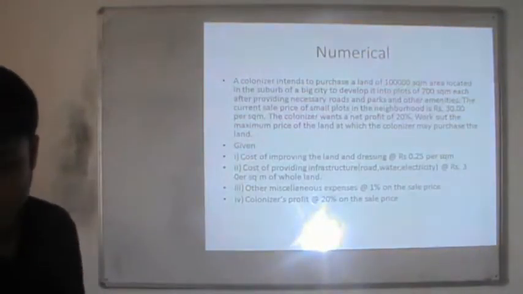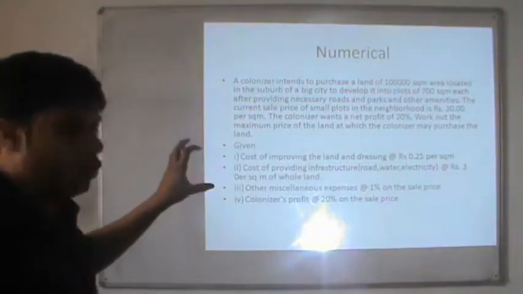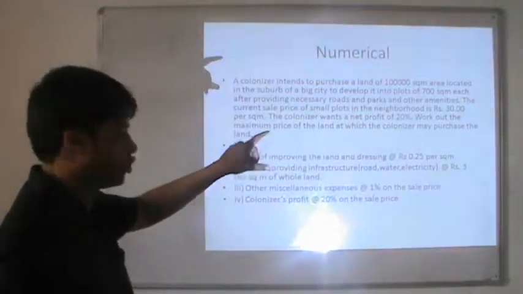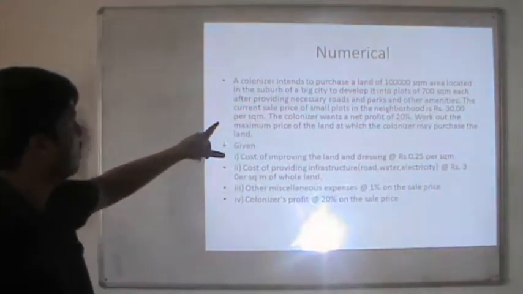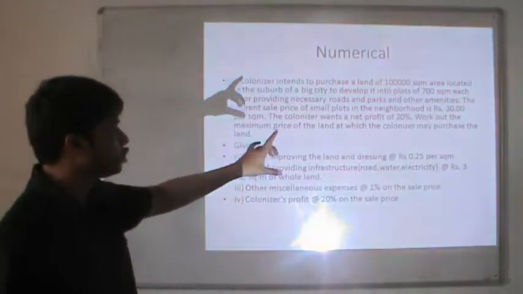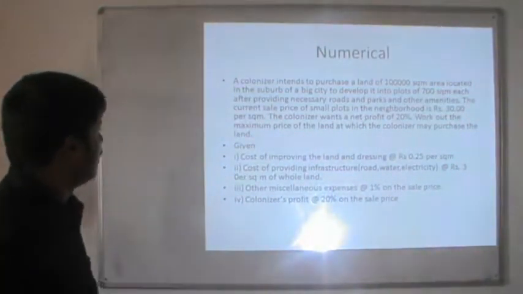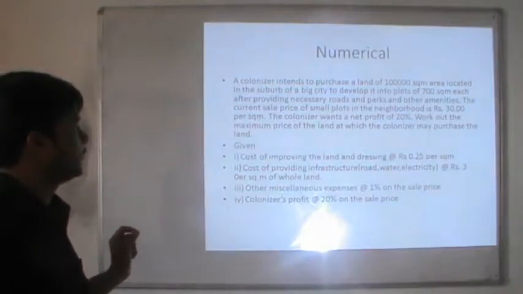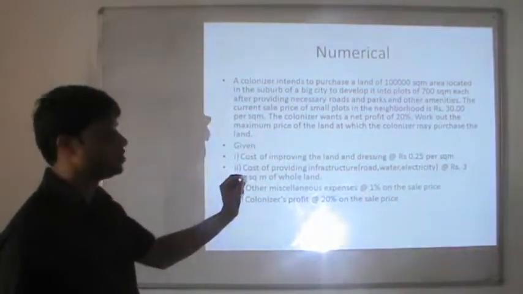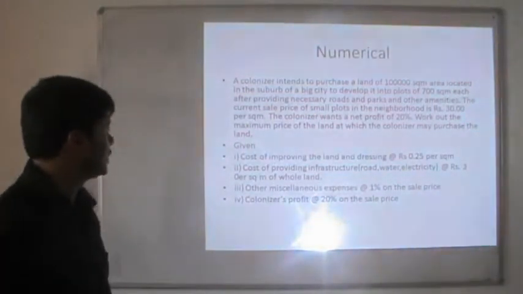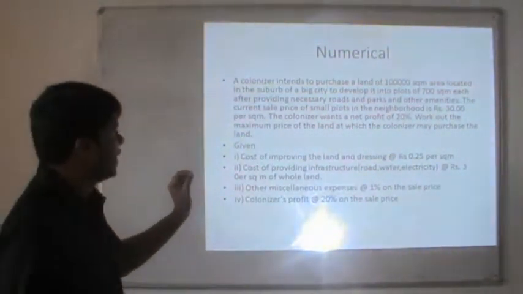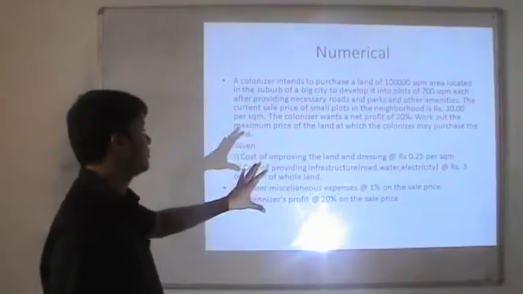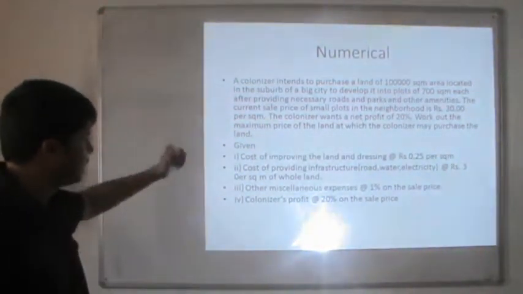In this numerical, a colonizer intends to purchase a land of 100,000 square meter area located in the suburb of a big city to develop it into plots of 700 square meter each, after providing necessary roads, paths and other amenities. The current sale price of small plots in the neighborhood is rupees 30 per square meter. The colonizer wants a net profit of 20%. We have to work out the maximum price of the land at which the colonizer may purchase it.